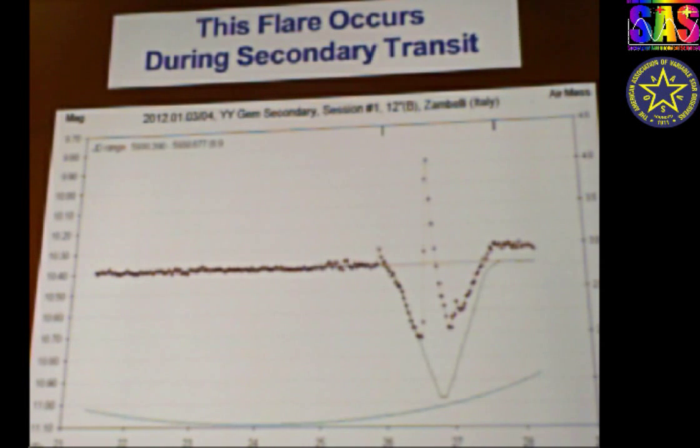Flares occurred all the time. Here's a flare that occurred during a secondary transit. Again, you can see the double hump aspect to it, and very interesting. This is recorded by Zambelli in Italy.